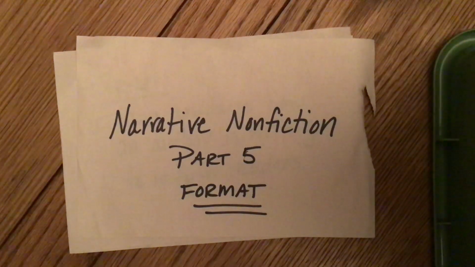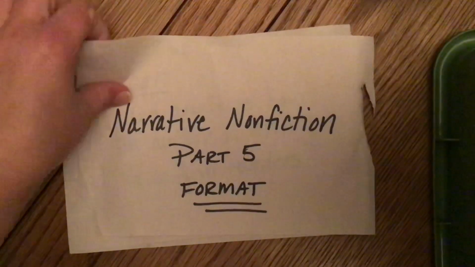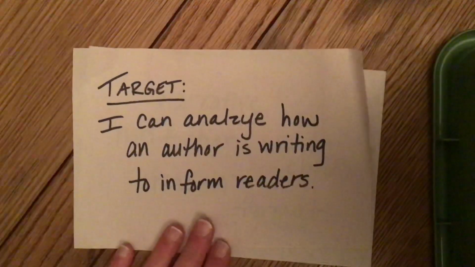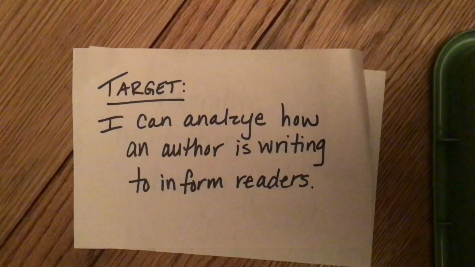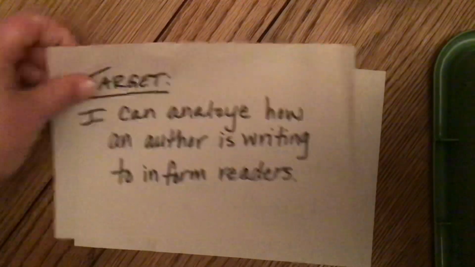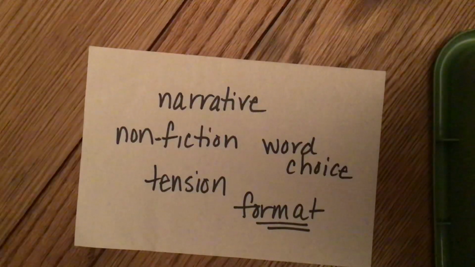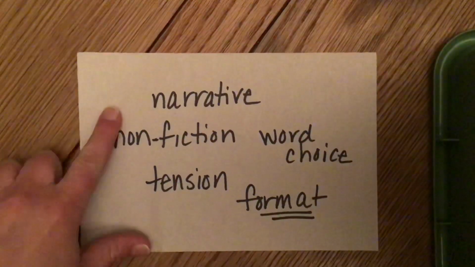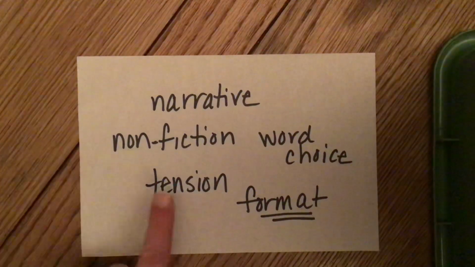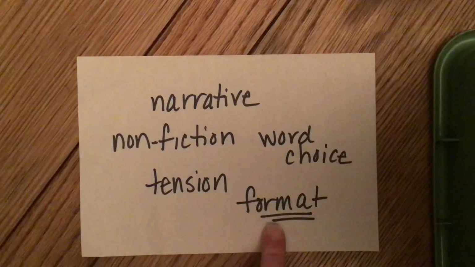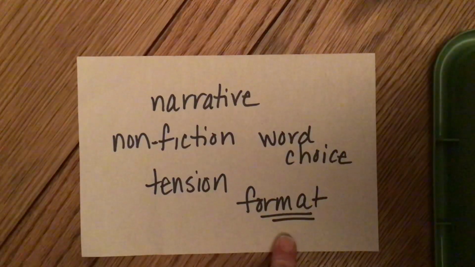All right, ladies and gentlemen, we are going to end our narrative nonfiction with a part 5 format. Throughout this whole writing process, your whole target, we started at school, was for you to analyze how an author is writing to inform readers. And you did that with many steps. You did that by focusing on a narrative, by focusing on nonfiction, by focusing on tension, word choice, and now we are going to do format.